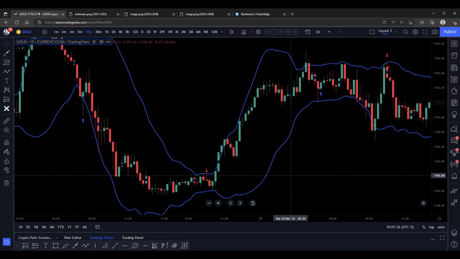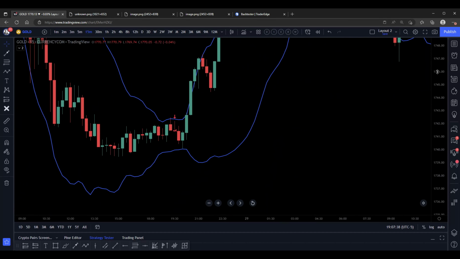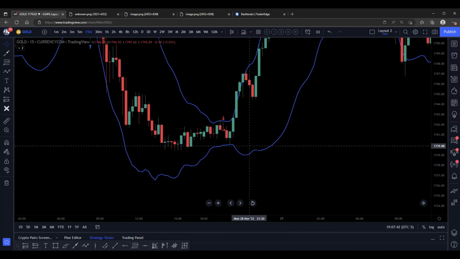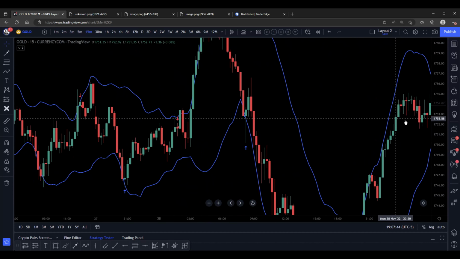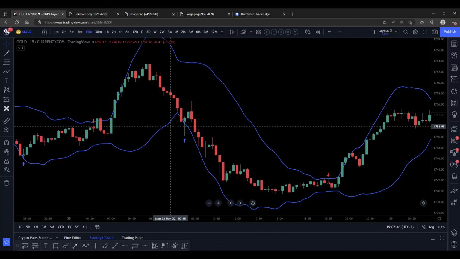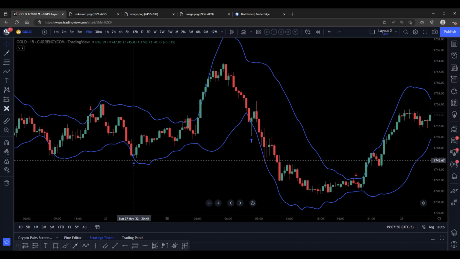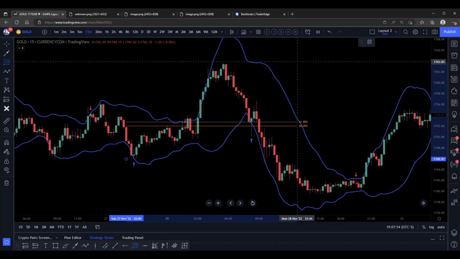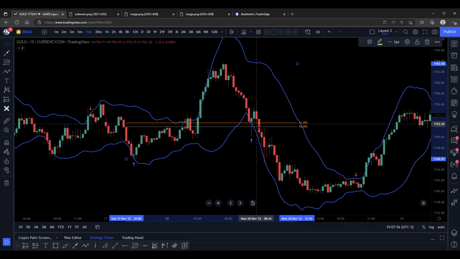I'll show you some losing ones. No, this is probably too close. The band's probably too close for a trade here. Losing one here. This would have been an absolutely beautiful trade. I would have taken this trade no matter what. Especially if you fib this from here to here. Look, I'll fib it. Probably would have been a 618. Yeah, look at that. 100% would have taken that trade.